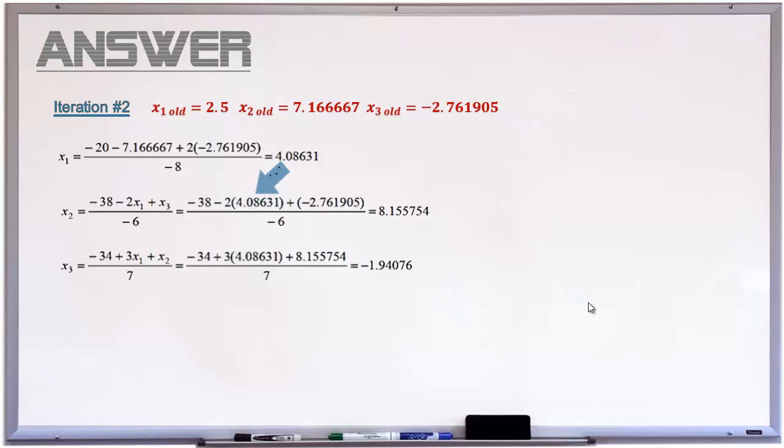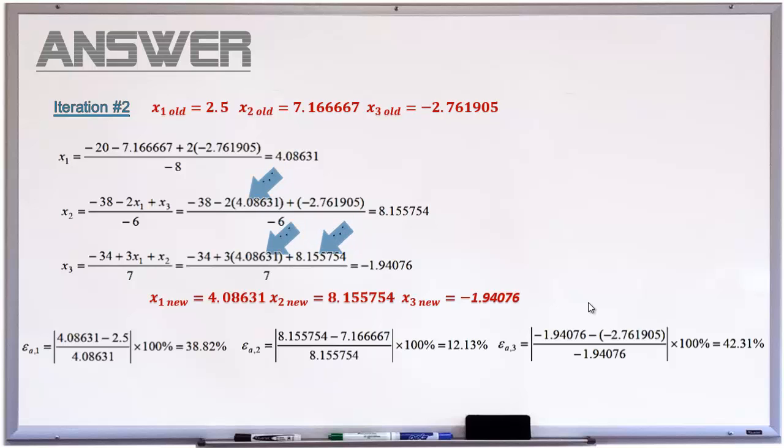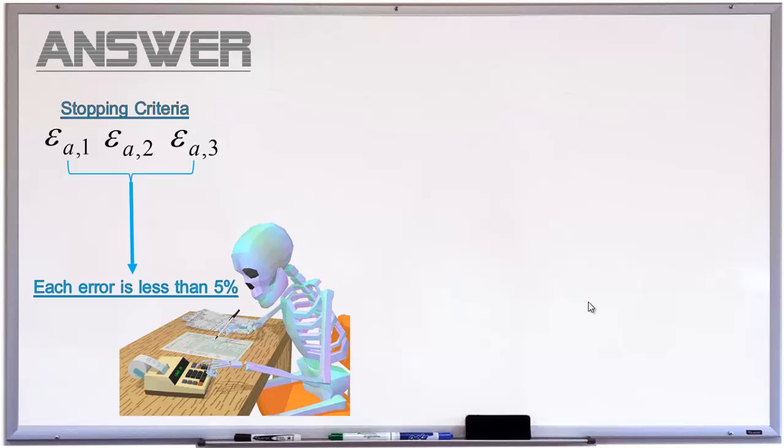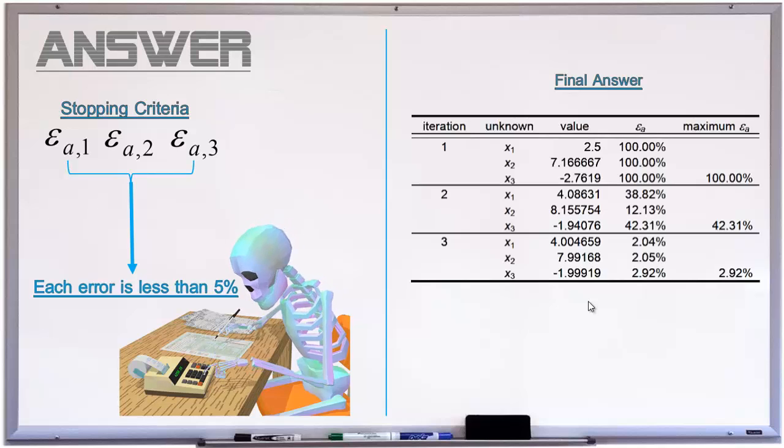And in this iteration, we can calculate the approximate error for each unknown. And just to remind you, we stop when we meet the stopping criteria, when all of the errors are less than 5%. And luckily for us, in this problem, we meet this criteria after only 3 iterations.